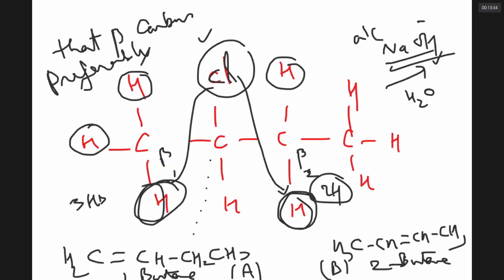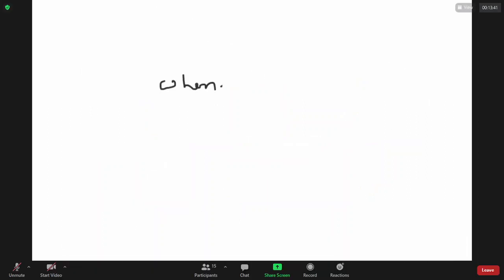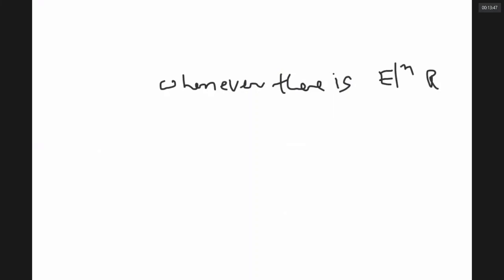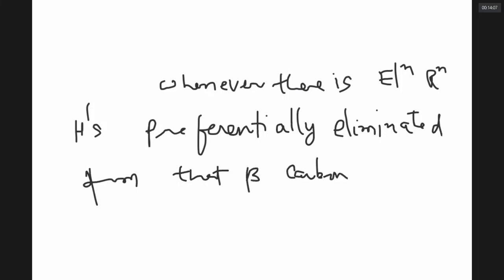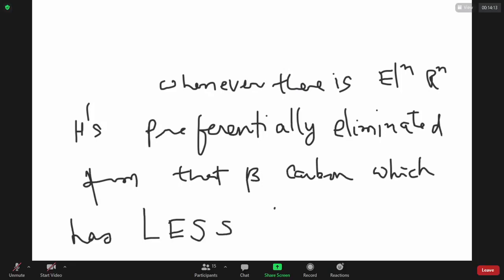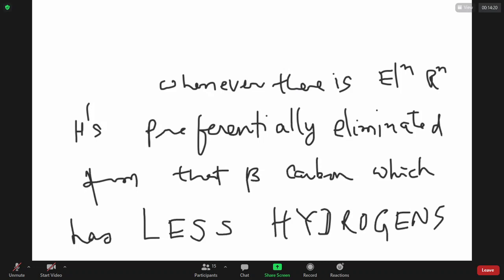So the rule says that whenever there is an elimination reaction, hydrogen is preferentially eliminated from that beta carbon which has less hydrogens. This is called Saytzeff rule.